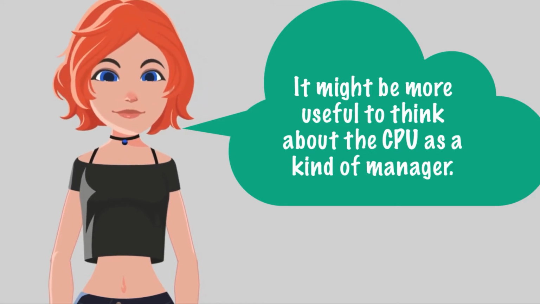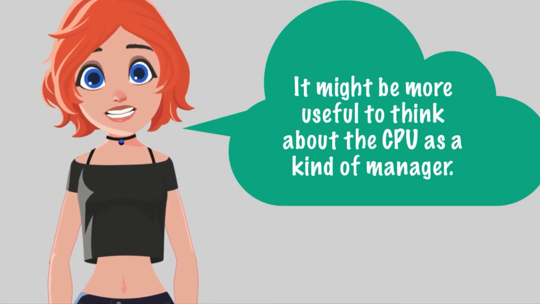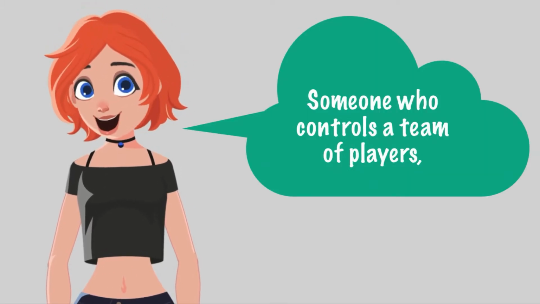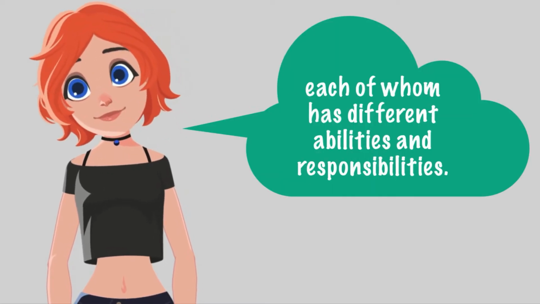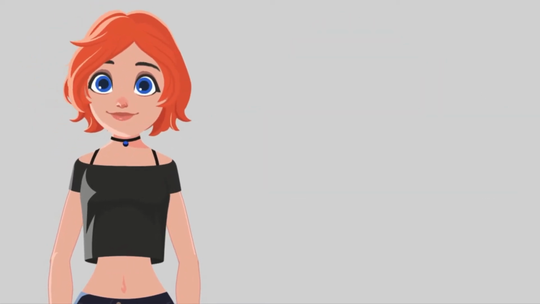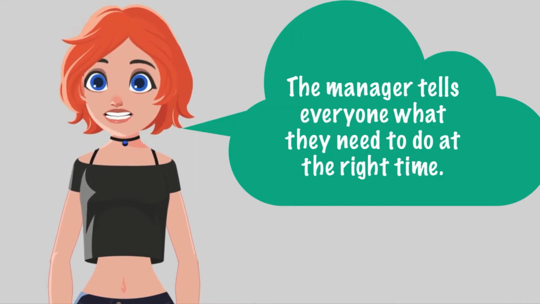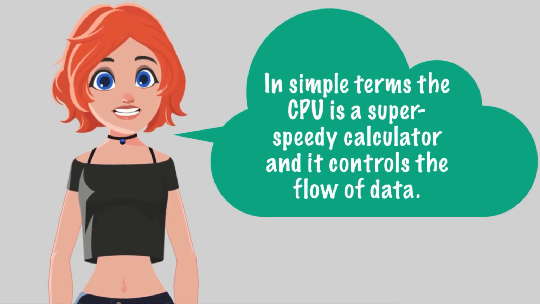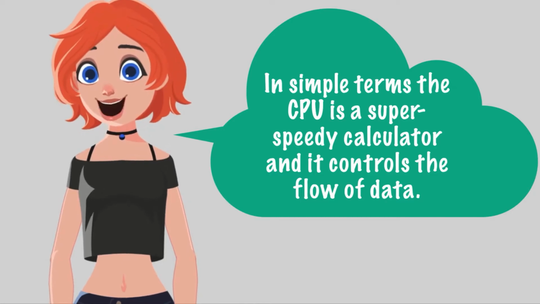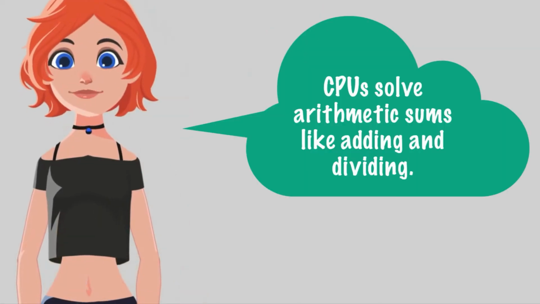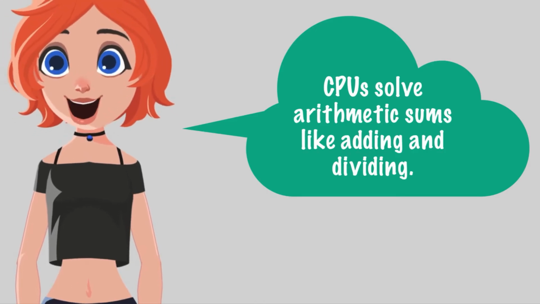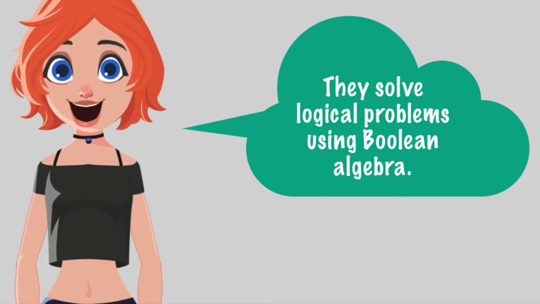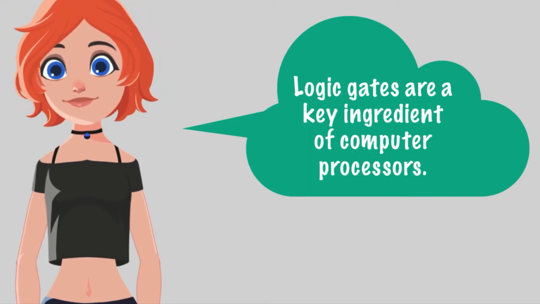It might be more useful to think about the CPU as a kind of manager who is very good at maths. Someone who controls a team of players, each of whom have different abilities and responsibilities. The manager tells everyone what they need to do at the right time. In simple terms, the CPU is a super speedy calculator and it controls the flow of data. CPUs solve arithmetic sums like adding and dividing. They solve logical problems using Boolean algebra. Logic gates are a key ingredient of computer processors.